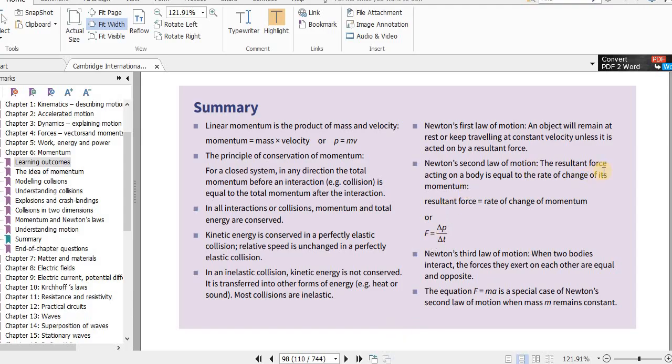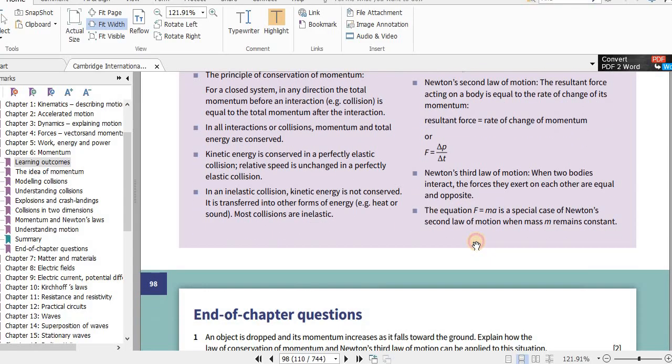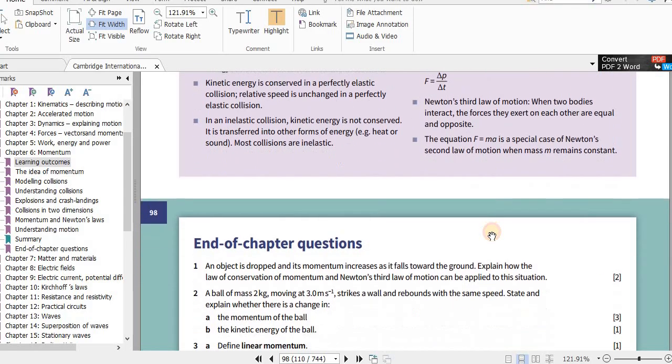Newton's second law of motion, the resultant force acting on a body is equal to the rate of change of its momentum, and then we can write these equations. Newton's third law of motion, when two bodies interact, the forces they exert on each other are equal and opposite. The equation F equals ma is a special case of Newton's second law of motion when mass m remains constant.